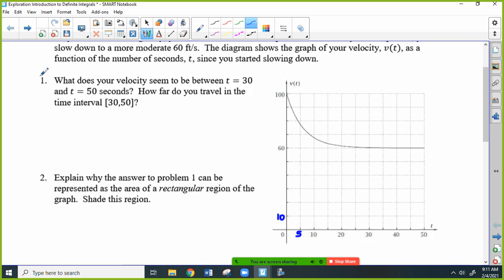Okay. So number 1 says, what does your velocity, right? So that's velocity, that's your y value, seem to be between time 30 and time 50. Okay? So here's time 30. And I'm just kind of making my way up to the graph so I can see. All right? So I'm going to know, what does my velocity seem to be for that entire time interval?